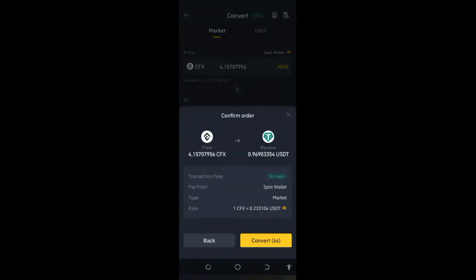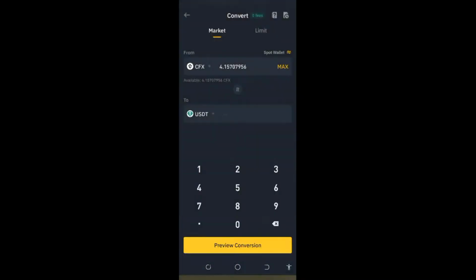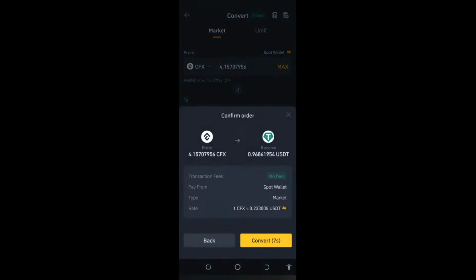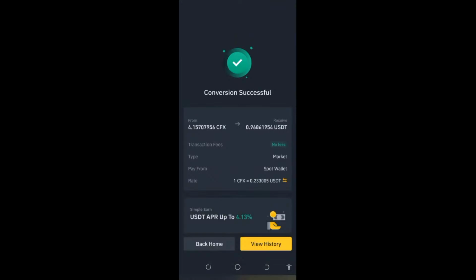I was too much in a hurry to get that back. Oh, we lost 4 cents. Is it 4 cents? Or about 3 cents thereabouts. Anyways, let's just take it as the cost of our practicals. We got to learn some things, I mean, this happens. We have to learn it.